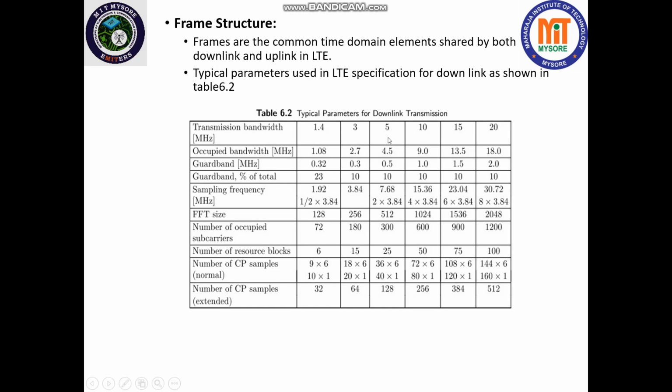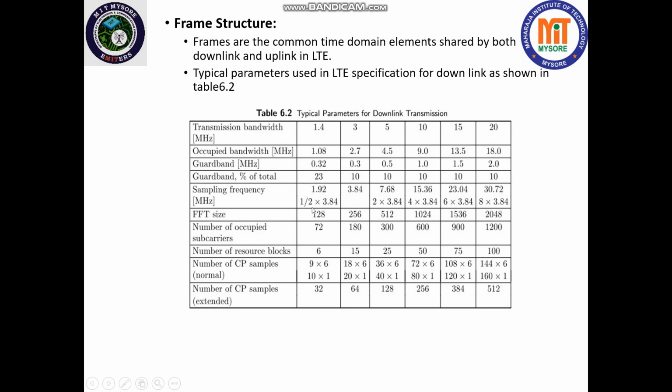Say there are different bandwidths: 1.4 megahertz, 3 megahertz, 5, 10, 15, and 20 megahertz. Let us consider the example of the 1.4 megahertz channel. In this channel, you are allocated 1.4 megahertz of frequency bandwidth. In that bandwidth, 1.08 megahertz will be useful and 0.32 megahertz will be used as guard band, which accounts for around 23% of the actual bandwidth, and the sampling frequency used for this is 1.92 megahertz.